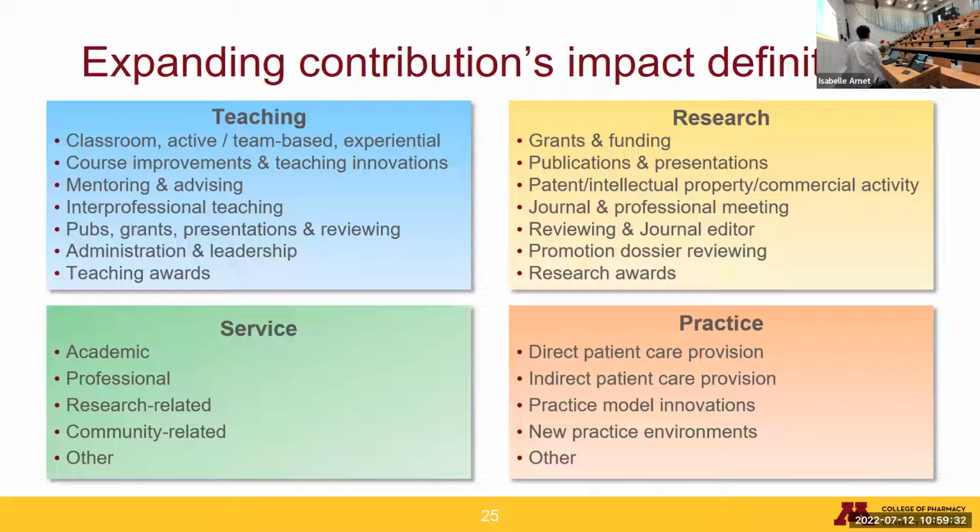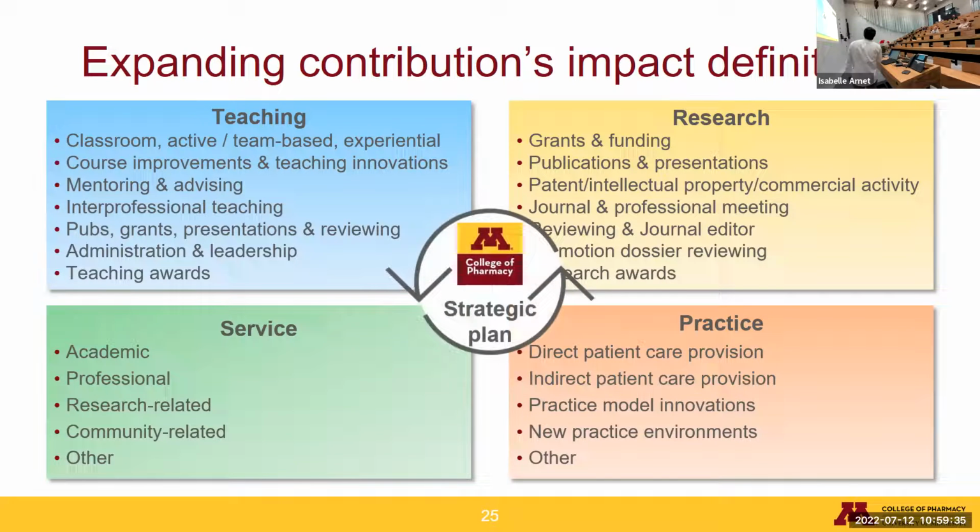So a lot of activities, and basically they were in a document, where we described how each activity was connected to the strategic plan of the college. The strategic plan has goals that the college wants to achieve, and so we just described how an activity can be connected to a specific goal. So faculty, in their performance review, could describe their annual activities and say whether these activities improve the college's goals or not. And this was an effort to expand the definition of impact.